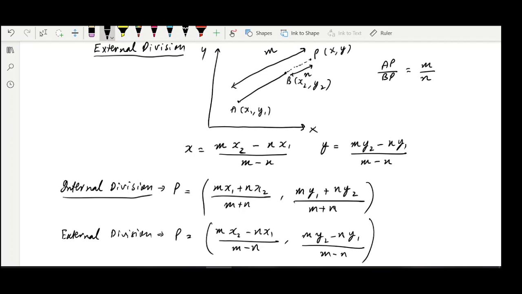So you should note this down, right? You should note all these formulae down. These are very important and the questions come from these.